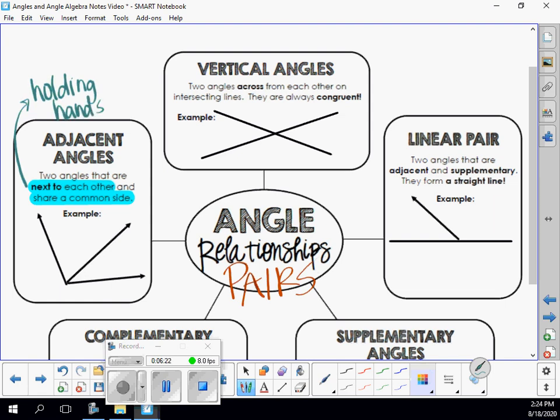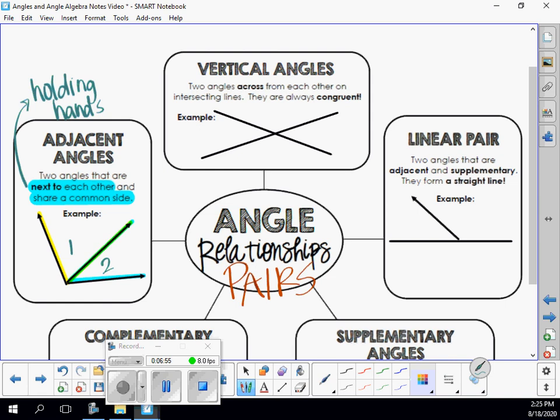So if I take my two angles, notice what happens. I have one angle here, I have another angle here, and watch. That middle one kind of turns green because they're holding hands at that middle bar. So they are next to each other. In this case, if I label these angles 1 and 2, angles 1 and 2 would be adjacent because that middle bar is shared between the two of them.